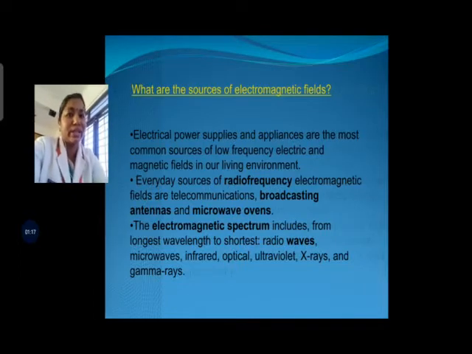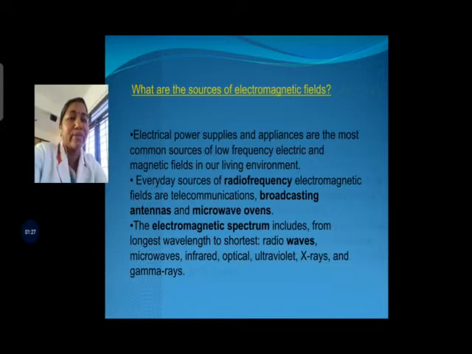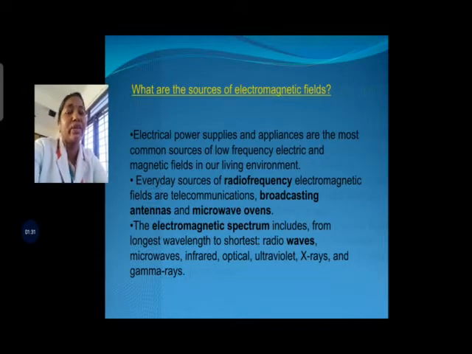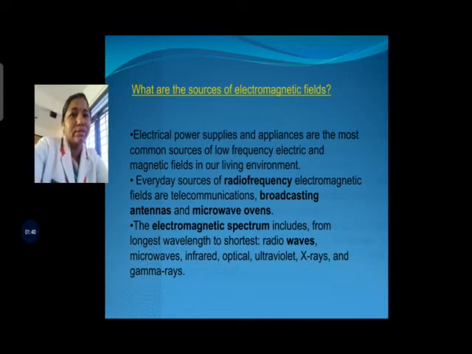We can't see the electromagnetic field, but we can feel the electromagnetic field. Like if you are watching TV for a long time, you will get some eye irritation, headache, even some sleeping disorder, lack of concentration. So many problems you will face because of this electromagnetic fields. Everyday sources of radio frequency electromagnetic fields are telecommunication, broadcasting, antenna and microwave ovens.